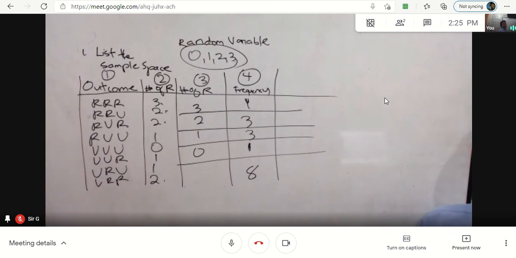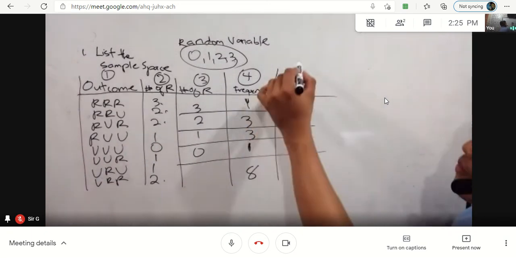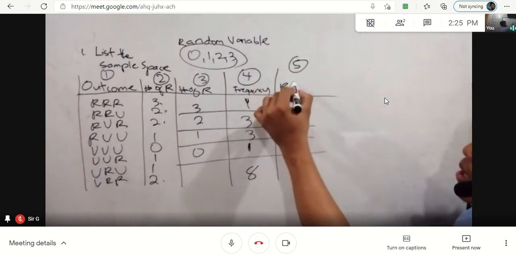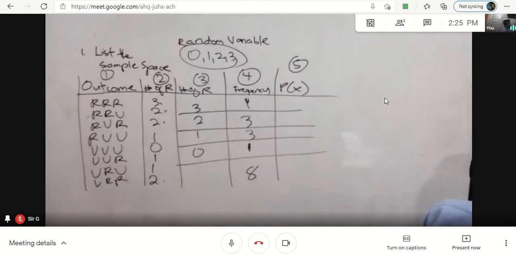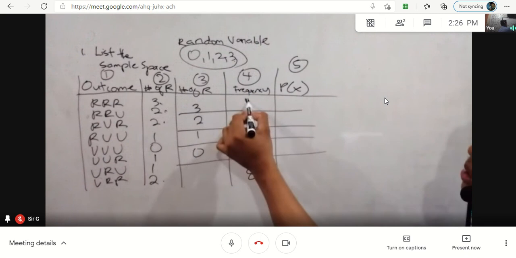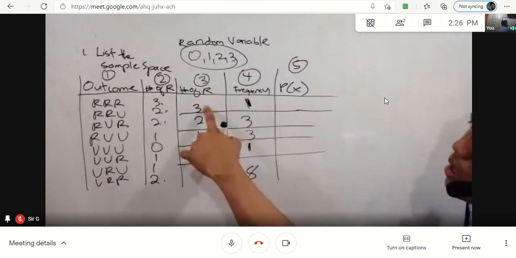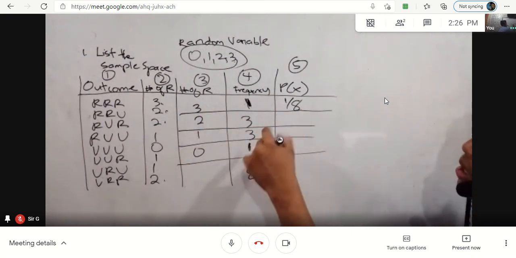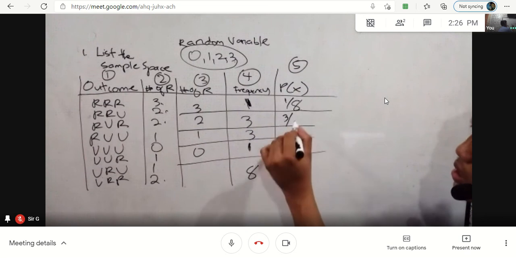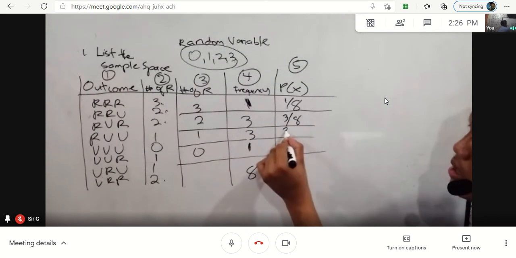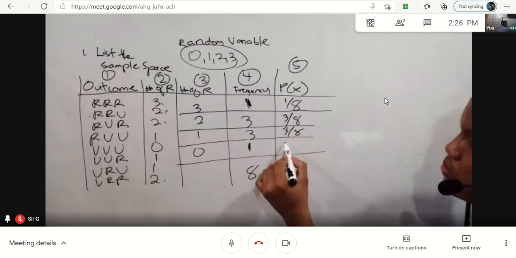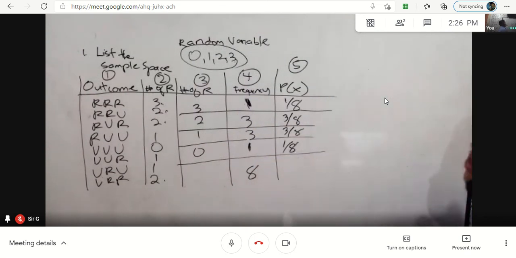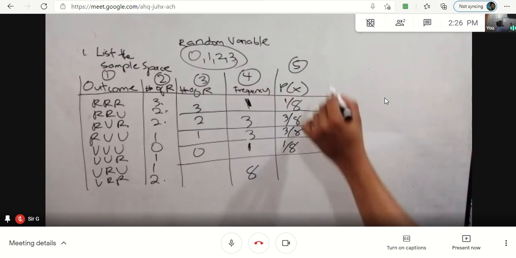So, meron tayong 8. So, ngayon, number 5, hanapin natin yung probabilities. So, ito pa rin ang table na susundan nyo. So, ano yung probabilities of getting 3? So, meron tayong 1, lagyan lang natin ng over 8. Ito, lagyan lang natin 3 over 8. Getting 1, 3 over 8, and also 1 over 8. Okay, so meron na tayong probabilities.